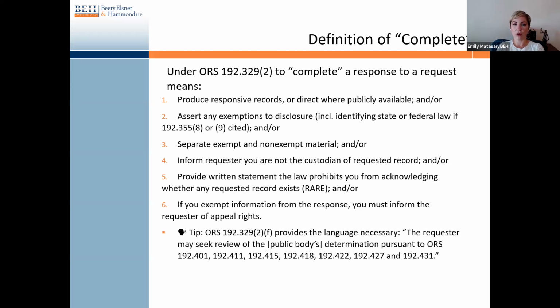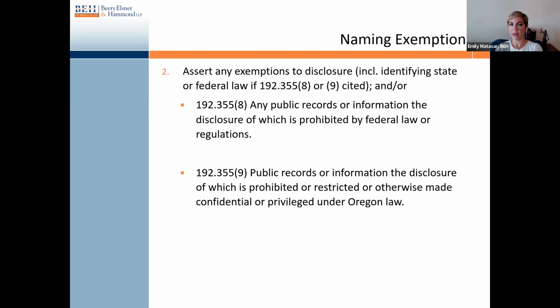Okay, so more on what it means to complete a response. If you withhold any records or redact any records, you must inform the requester of the exemption you relied on to withhold them. Before I move on to 3, I want to talk about a change in the law that I think is sort of unknown. In 2017, the public records law changed to require that when a public body cites to the catch-all statutes, and those are the 2 named here, 192-355 sub 8 for federal laws and 355 sub 9 for state laws, it also must cite to the law that the catch-all incorporates. That's kind of confusing to explain, so I think it's easiest through examples.